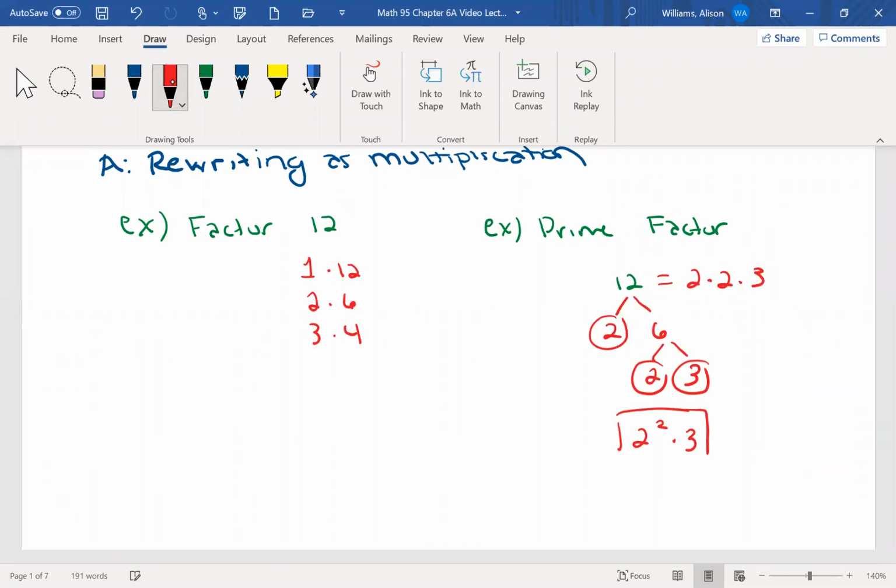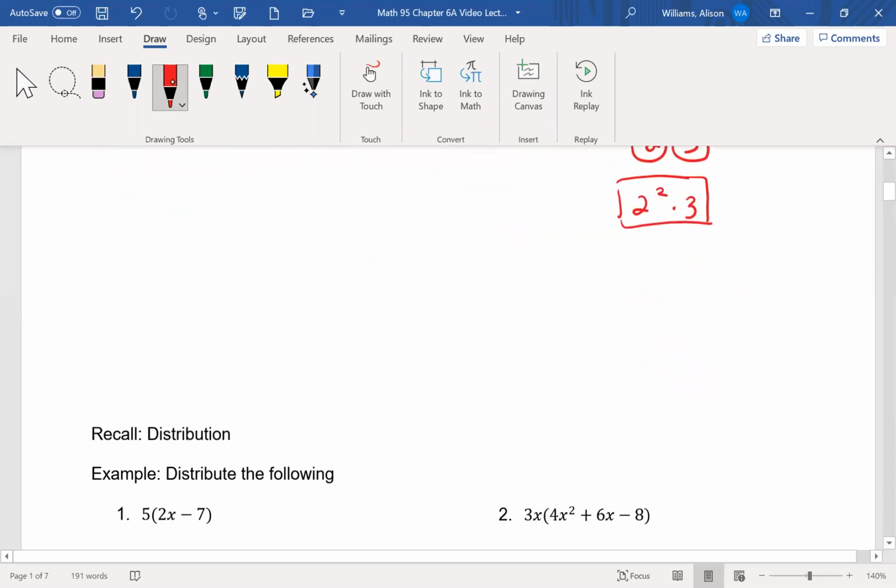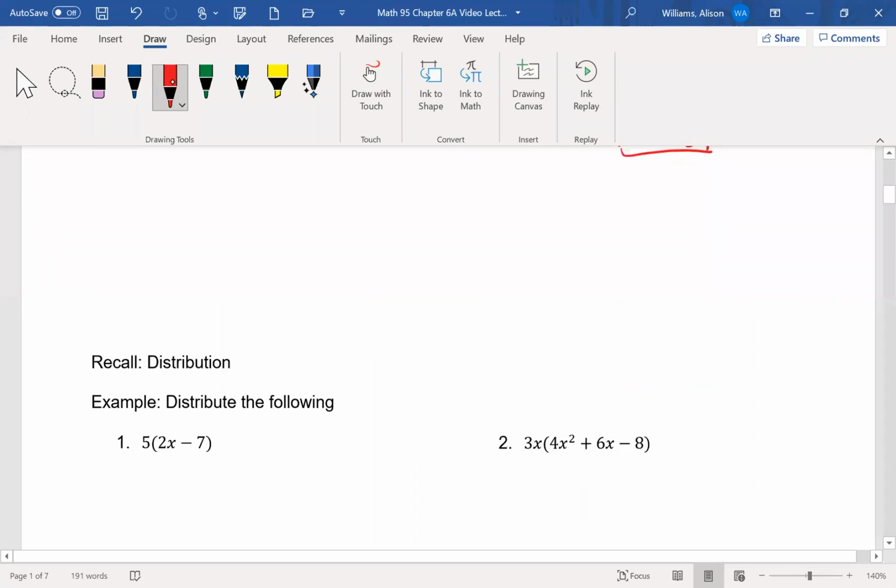The idea being that we have now rewritten 12 as a multiplication. If we were to multiply these numbers out, it would be the answer. And technically, all of these would be the answers to factoring 12. Okay, all right. So now that we understand what factoring means, we want to do the reverse of rewriting as multiplication, because we're going to now apply this to polynomials.